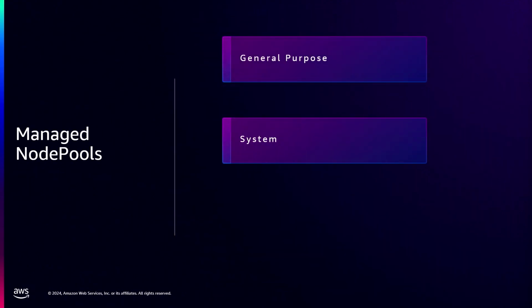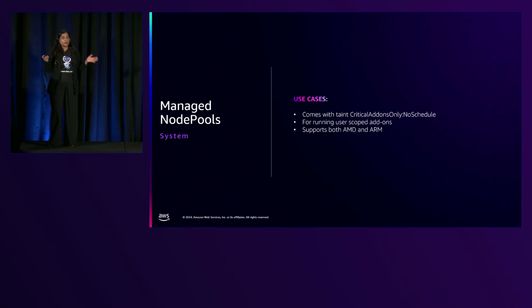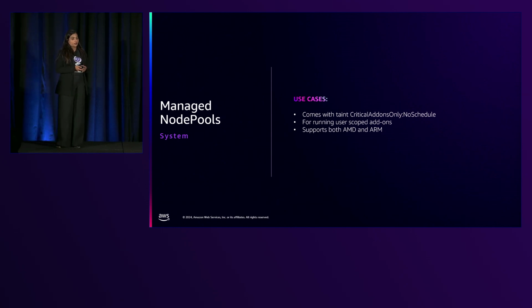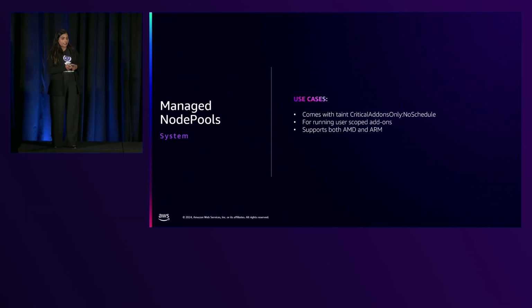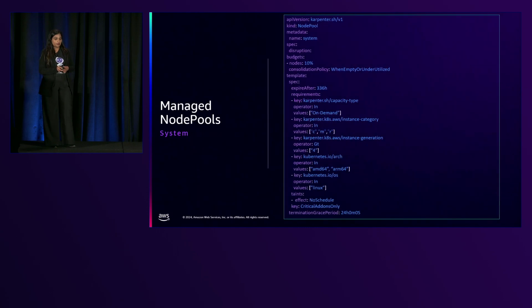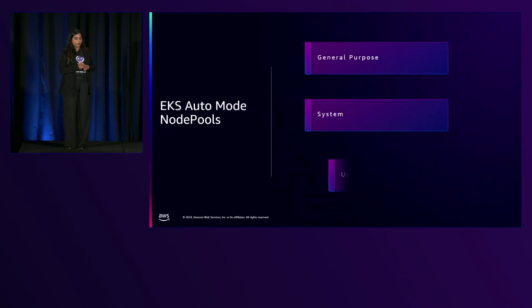So the next one is the system node pool. And why a system node pool? General purpose workloads are great, but we do also understand there are a lot of other add-ons that you would want to run that your applications depend on. So the system node pool comes with critical add-ons only, and you will be able to use all of the other existing AWS add-ons to run on EKS Auto Mode by leveraging the system node pool. It supports both AMD and ARM. As you can see, there is a special taint that is added onto the system node pool.